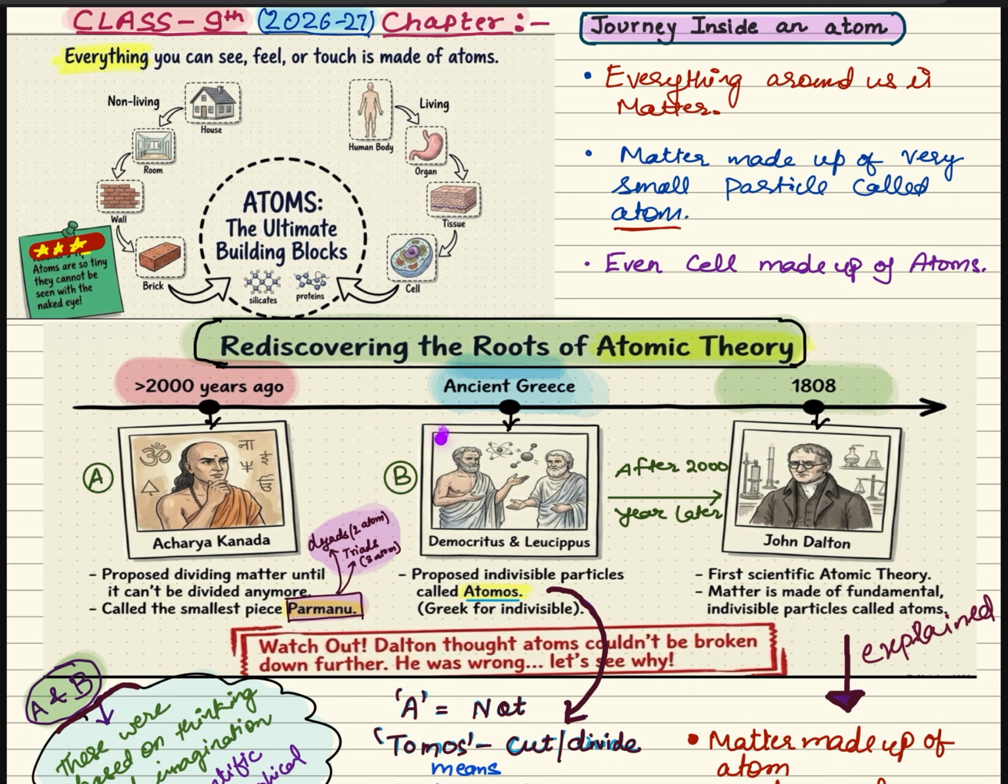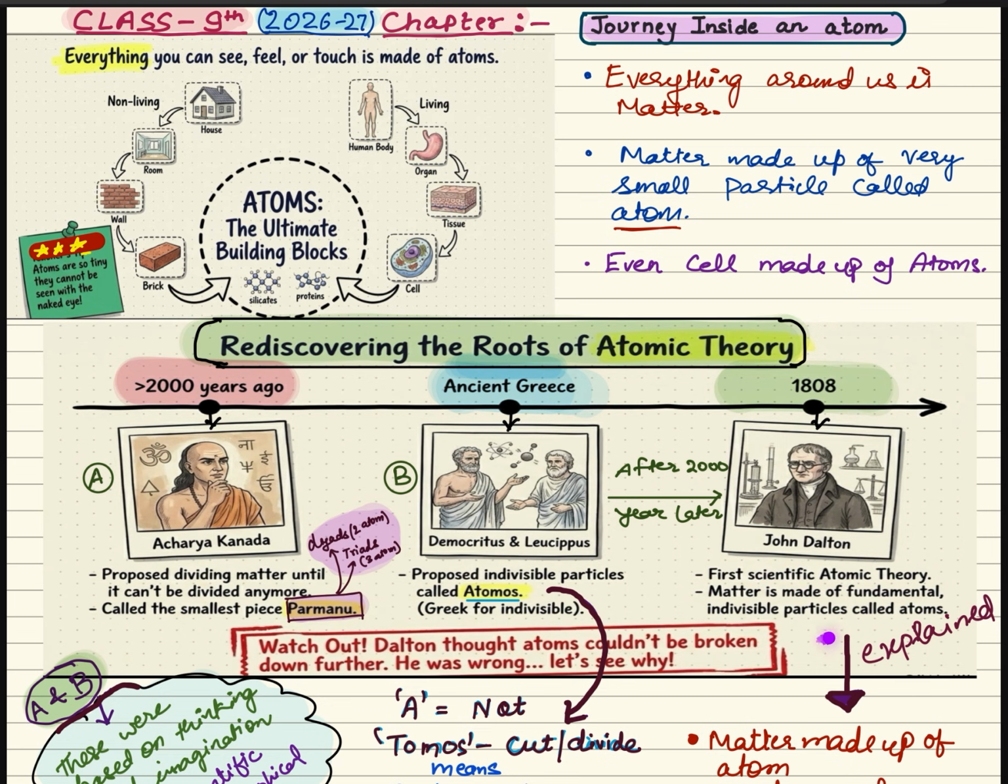Now, the ancient Greek philosophers, named Democritus and Leucippus, also proposed an individual particle called atom. It means they called this Parmanu atom. But 2000 years later, John Dalton gave the atomic theory that was scientifically proven. That was the first scientific atomic theory.